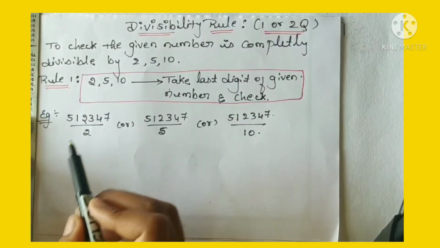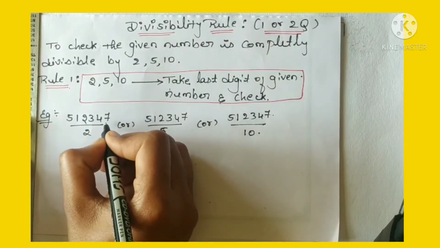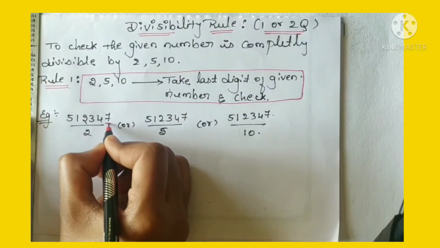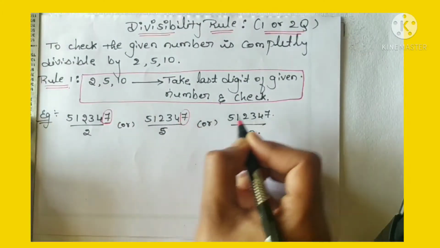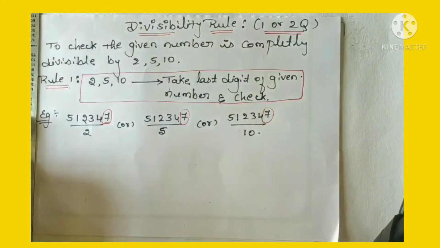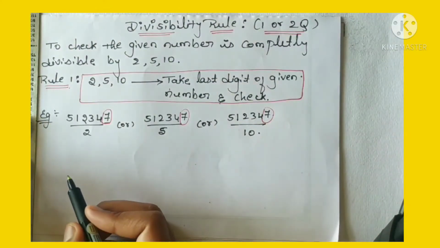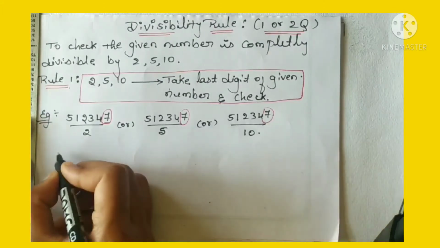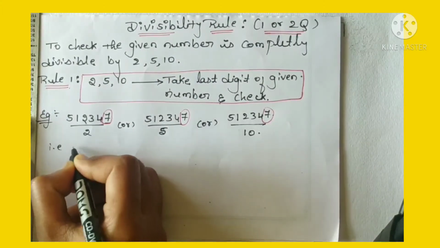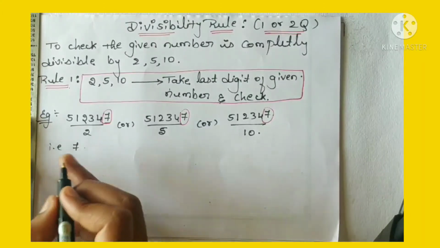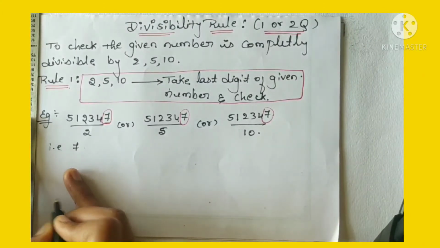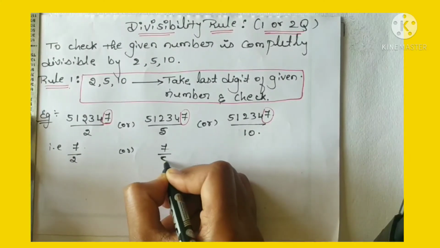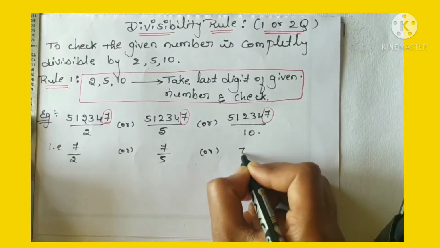This rule is that we have to consider the last digit. Here the last digit is 7. Okay. Now we have to consider the last digit, that is 7. Then we divide this 7 by 2, this 7 by 5 and this 7 by 10.